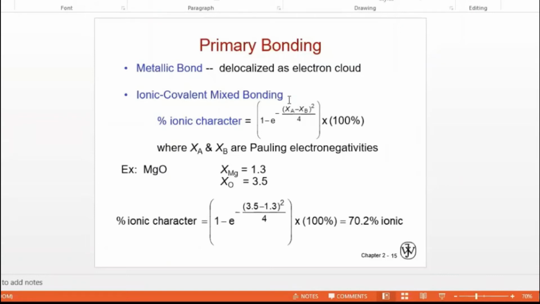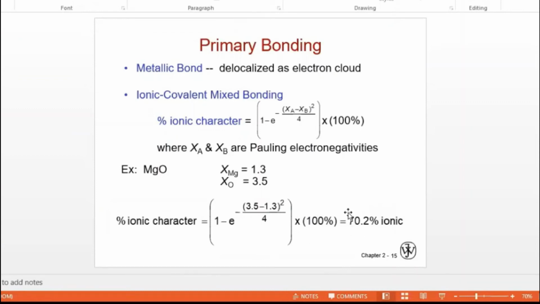Since it is a whole squared, whether you take xa as magnesium or xa as O doesn't matter. Even if you interchange these two, you can find the answer. You can put xa equal to 3.5 and xb equal to 1.3, or else xa is 1.3 and xb is 3.5, it doesn't matter because it is a whole thing squared. So at the end, that will form a positive value. That positive value divided by 4 multiplied by minus will be a minus value. So e to the power minus is a 0 point value, and 1 minus 0 point will give you a 0 point value, right?